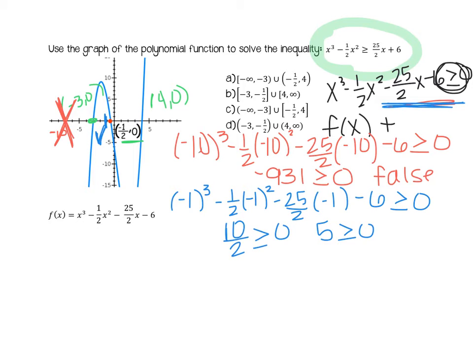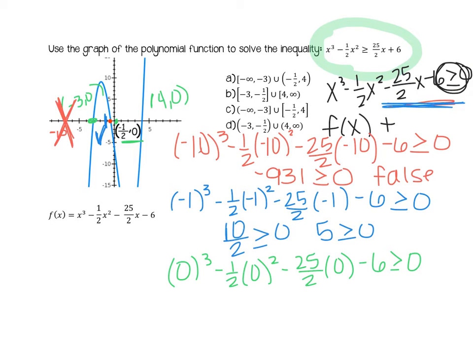Now I'm going to check another test point. For this test point, I'm going to use the origin. So I'm going to do 0 raised to the third power minus 1/2 times 0 squared minus 25 over 2 times 0, minus 6 is greater than or equal to 0. All of this is going to zero out, and I get a false statement. So I know that my answer choices cannot go here.